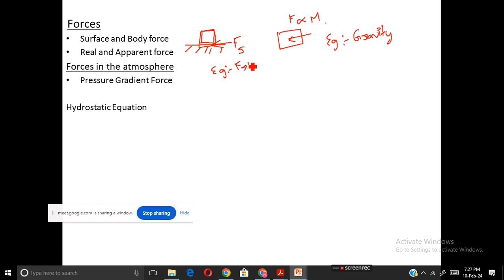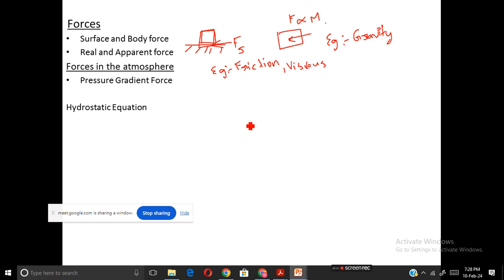Friction, viscous force, etc. are examples of surface force. It is independent of the mass of the body, whereas body force acts on the center of mass of the object and is directly proportional to the mass of the body. The higher the mass of the object, the higher the force. An example is gravity. So these are two different forces.